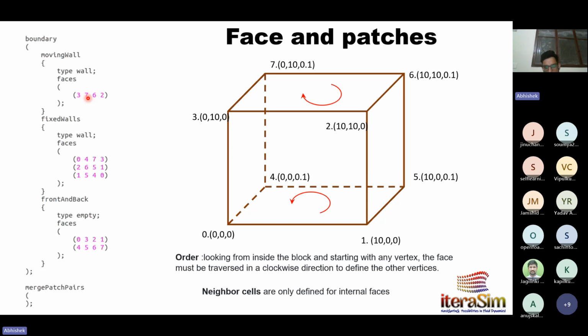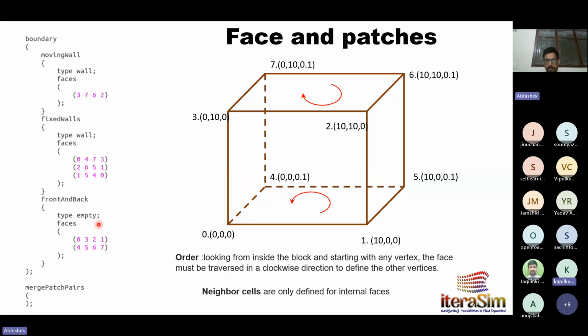What is the order? Looking from the inside of the block, when you are sitting inside the block, the order of these points or vertices should be in clockwise direction. Here you can see these can also be in anti-clockwise direction. Anti-clockwise also works in some cases, but in some cases it can throw you an error. So OpenFOAM's strict rule is that it should be clockwise, sitting from inside. Am I clear? Yes, sir.